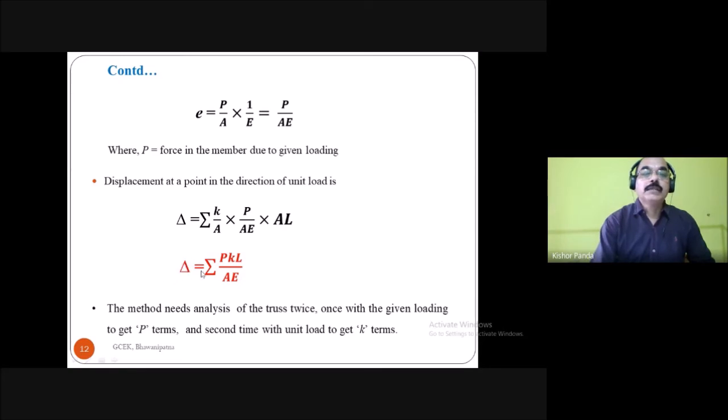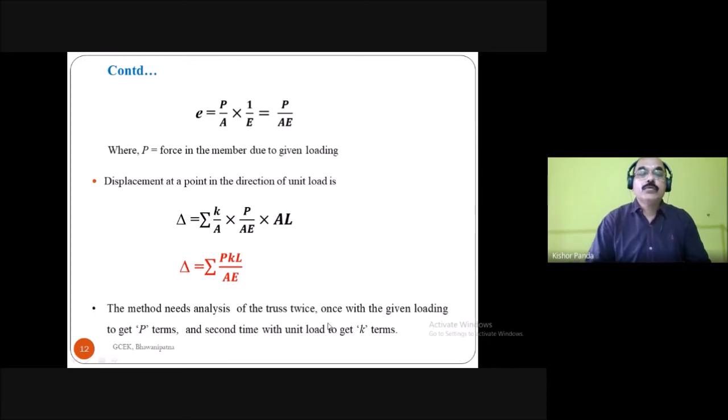So delta is equal to summation of P k L divided by A E. The A and A cancel each other, and the remaining is A E. So the deflection at a point in the direction of unit load is equal to summation of P k L divided by A E. The method needs analysis of the truss twice, once with the given loading to get P terms, and second time with the unit load to get k terms.